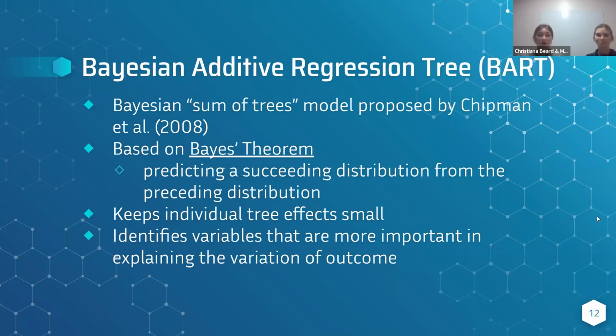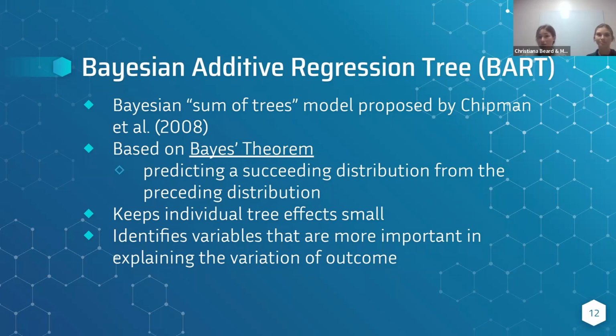Okay, so onto our third method that we applied to our data set. We used the Bayesian additive regression tree method, also known as BART. This is a relatively new method that was first proposed in 2008, and it's based on Bayes' theorem. So in case you forgot what that is or just aren't sure, this just predicts a latter distribution from a prior distribution or former one.